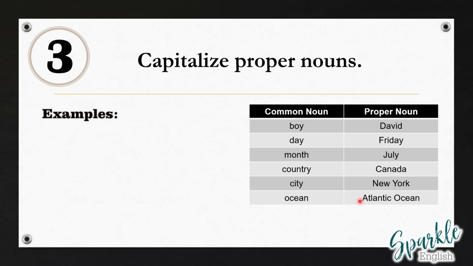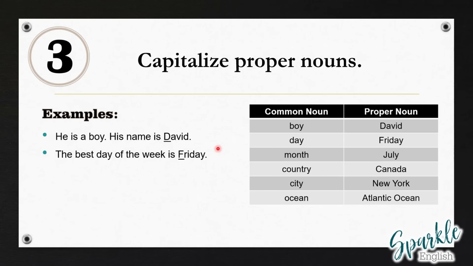Okay? So for example, he is a boy. His name is David. We would capitalize David because it's a name, it's a proper noun. The best day of the week is Friday. So you can see day is the common noun. It's not capitalized, but Friday is a proper noun, so it is capitalized. My favorite month is July.